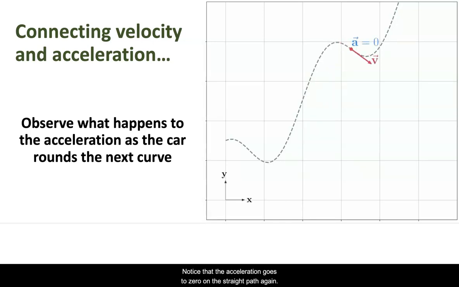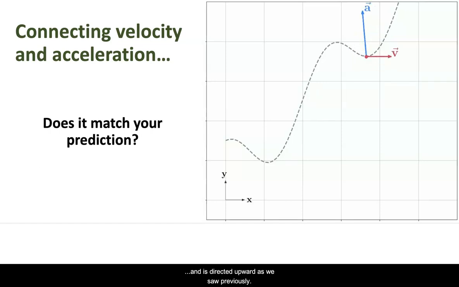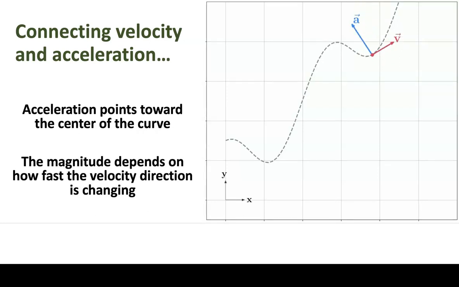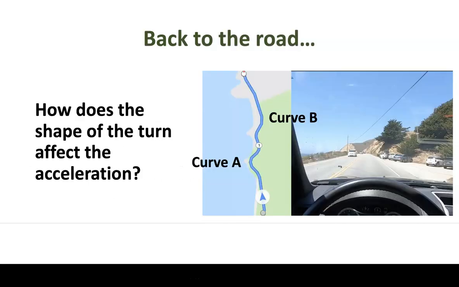Notice that the acceleration goes to zero on the straight path again. And as we head into the next turn, the acceleration grows again and is directed upward as we saw previously. When the speed is constant, but the direction is changing, acceleration is perpendicular to the velocity vector and points toward the center of the curve. The magnitude of the acceleration, indicated by the vector's length, depends on how fast the velocity vector is changing.